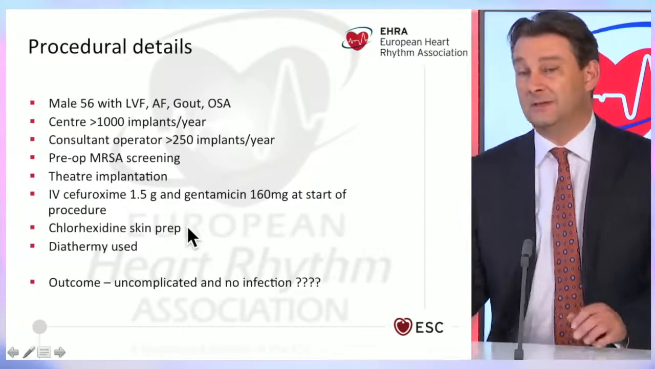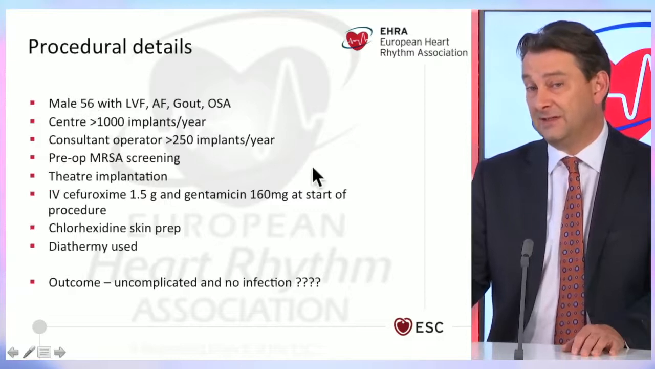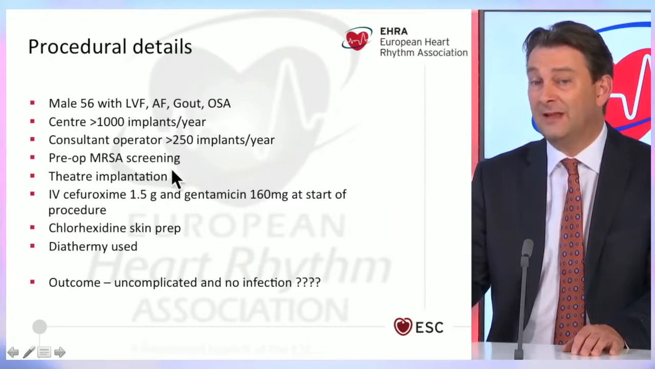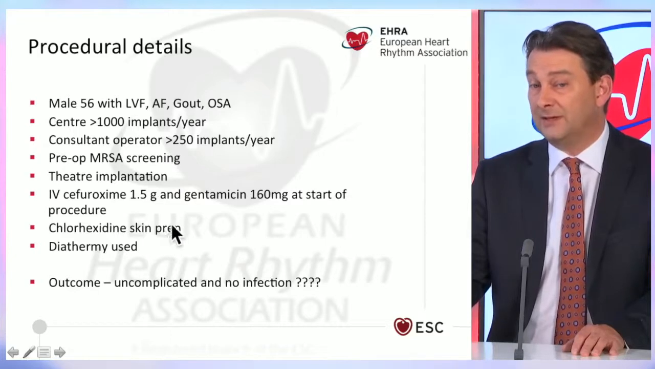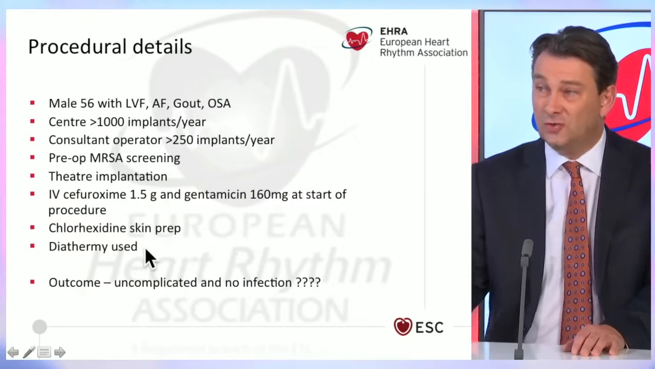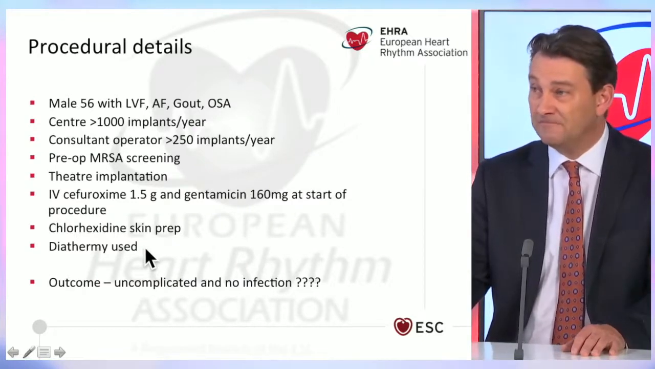Because what actually happened in this case was that, again, he's only 56 at this stage, but has some comorbidity. It was in the same large volume centre, but with a different high volume operator, with pre-op MRSA screening that was negative, theatre implantation, dual antibiotics, chlorhexidine skin prep, and diathermy being used, because there was a huge amount of fibrosis within the pocket at this third procedure.